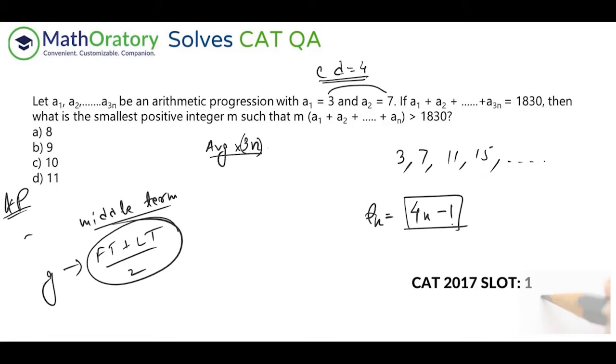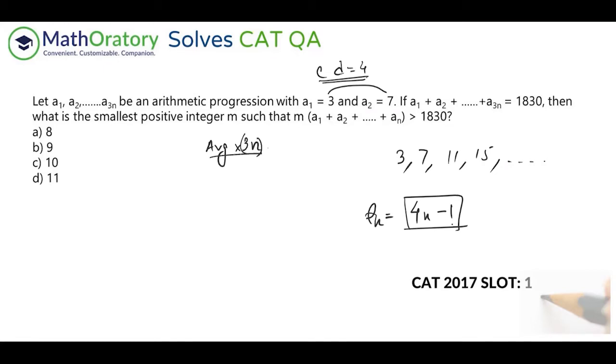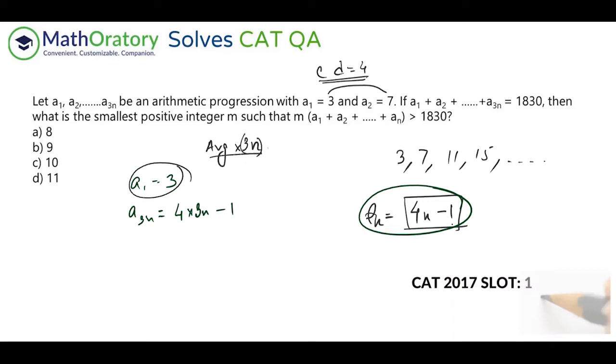So I'll use the first term plus last term by 2 average idea. Now check this out. We have the first term, a1 is 3, right? And a3n, using this idea, this is term n I've written, so that is as good as a of n in this case. So a3n is basically 4 into 3n minus 1, right? This is very easy to do now because this is the first term and this is the last term, right? If you add these two, you get 12n plus 2 divided by 2.